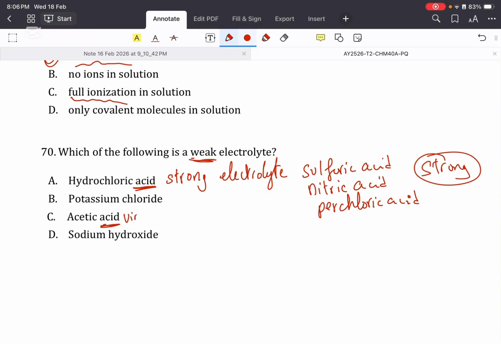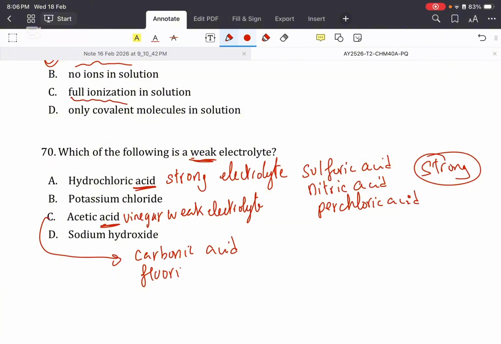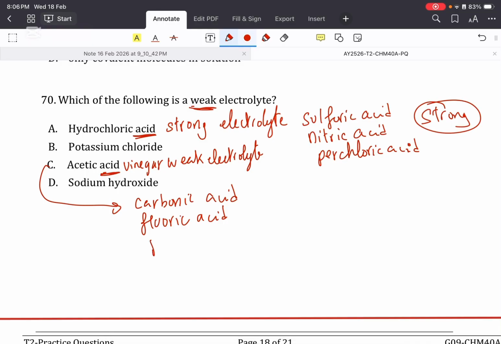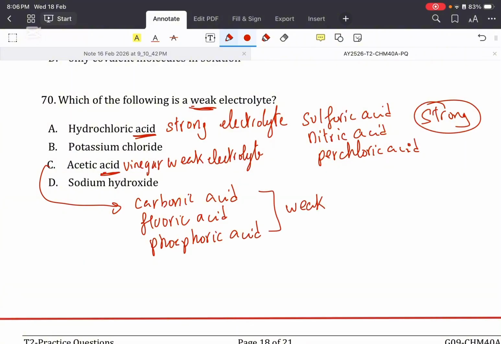Now acetic acid is the vinegar. It is an acid, but it's a weak electrolyte. Another example would be carbonic acid, or fluoric acid, or a very common one, phosphoric acid. All of these are considered to be weak. Now, potassium chloride and sodium hydroxide are very strong as well. So the answer here is acetic acid.